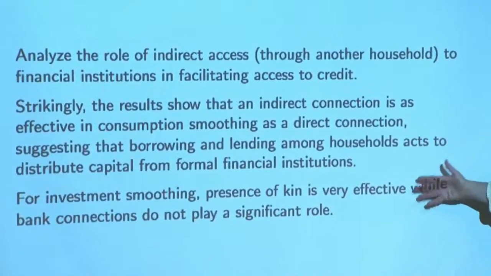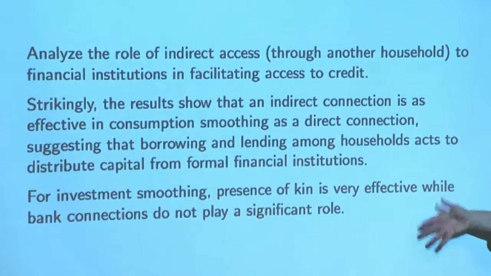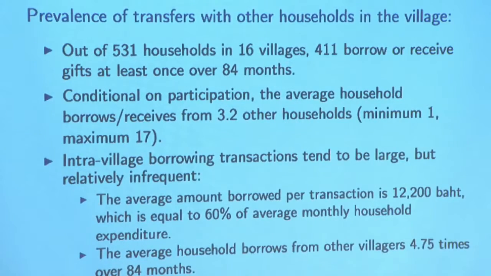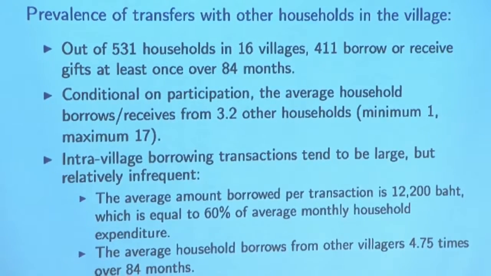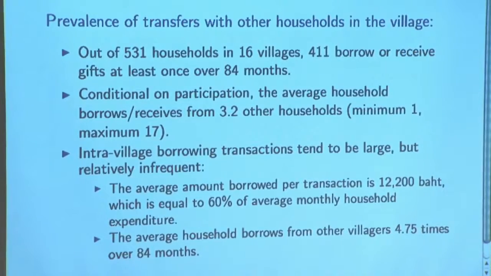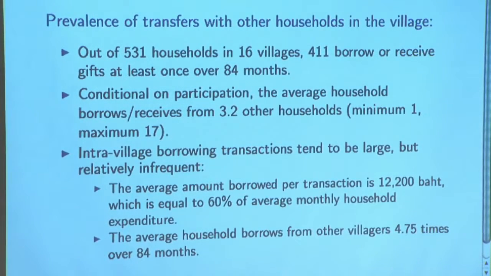Investment's going to be a bit of a different story. Kin are going to matter, but it's almost like an out of equilibrium story. Let me come back to that. I won't dwell on this slide. It's just showing you that there is a lot of borrowing and lending and gift giving.